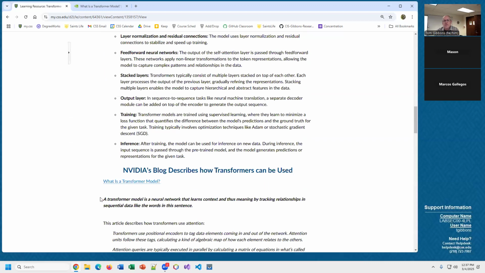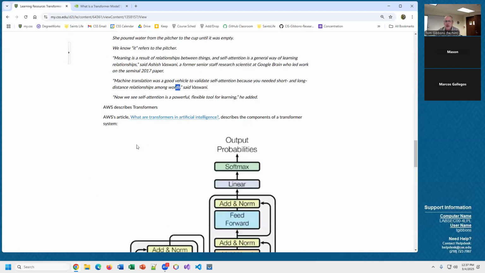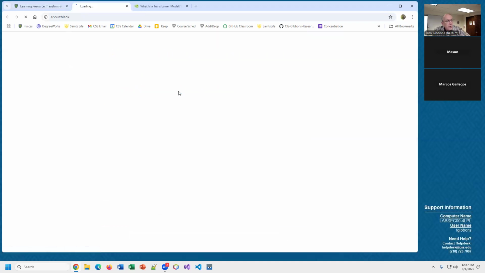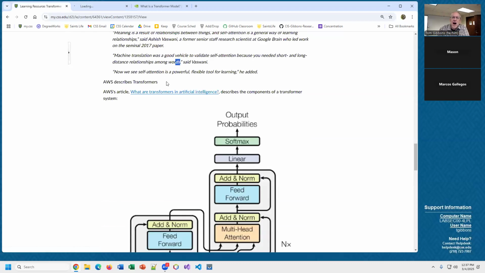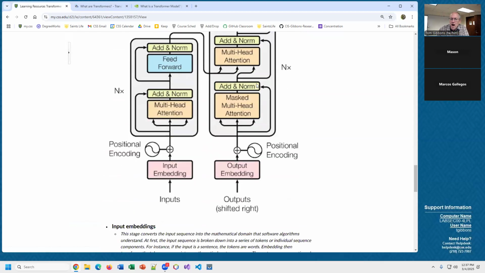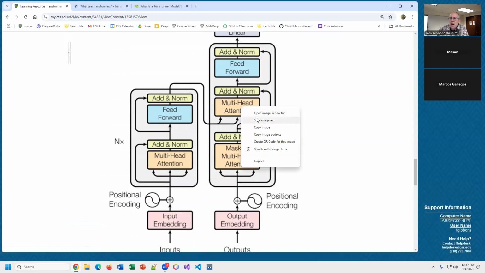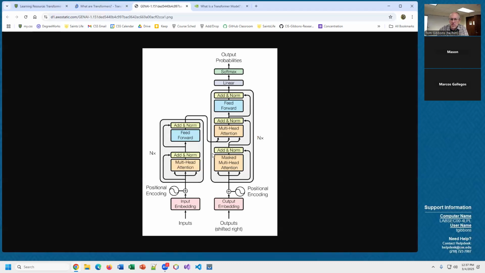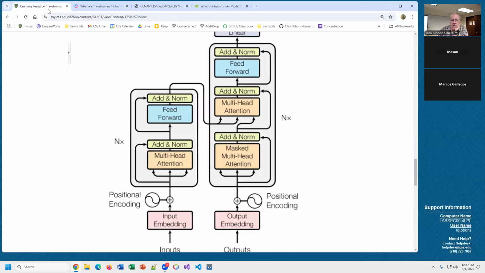Okay, so we've looked at IBM, we looked at NVIDIA. Let's look at AWS. AWS is Amazon's cloud service. Boy, our network is a little slow today. Okay, that's okay. I've taken the stuff out of the AWS article and posted it here. So again, here's our picture that we'll see multiple times. This is the picture from the original paper of a transformer model.